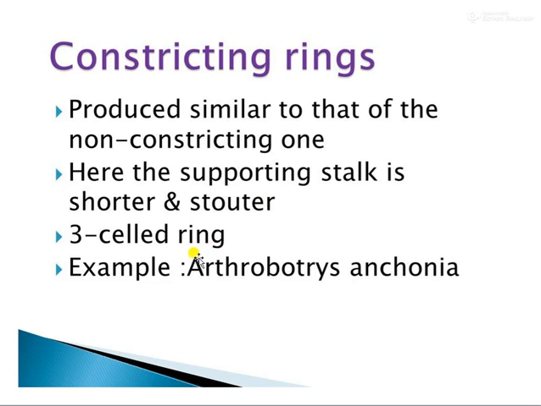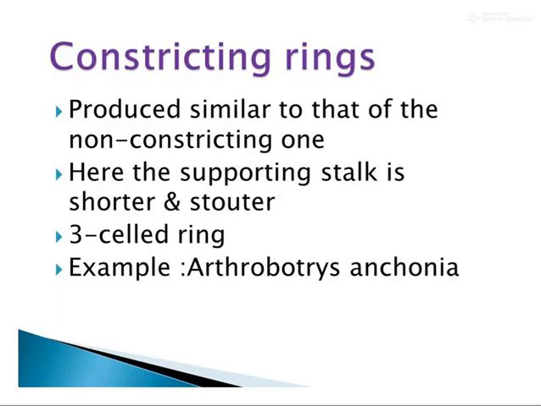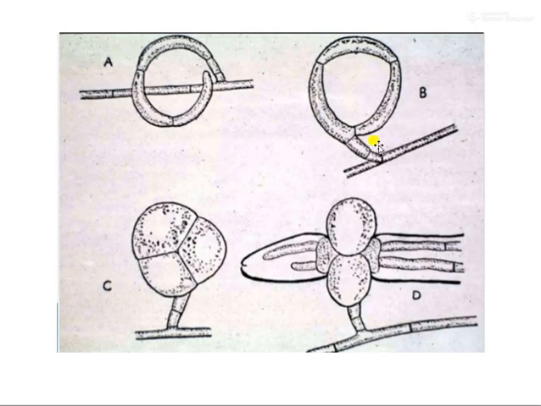Now let us look into the constricting rings. They are produced similarly to the non-constricting ones. Here the supporting stalk is shorter and has been found to be stouter. Now just look at this. This is a supporting stalk, the supporting stalk of a constricting ring. In a constricting ring, it has been found to be shorter and stouter. This is the case of a constricting ring.